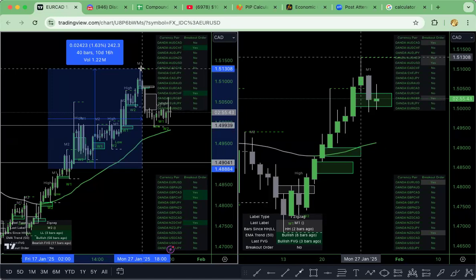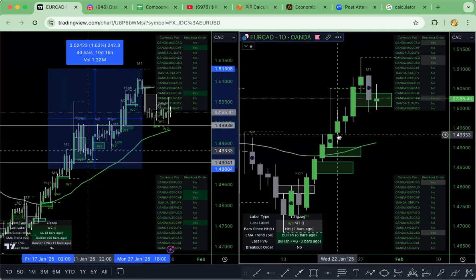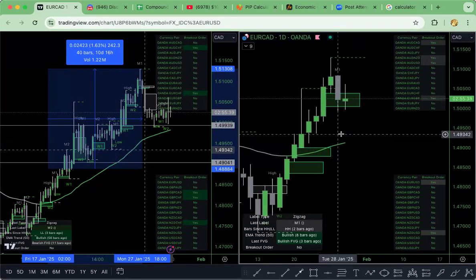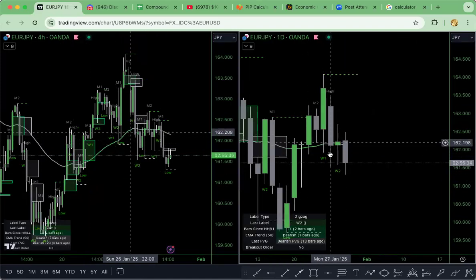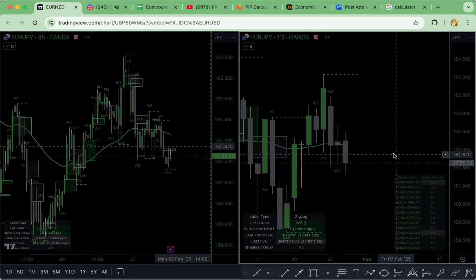And you can see here, boom, that was last week, EuroCAD. Like, no stress. You had no stress on that. Okay. EuroJPY, it broke through. This wasn't a breakout candle, so no, on the daily.